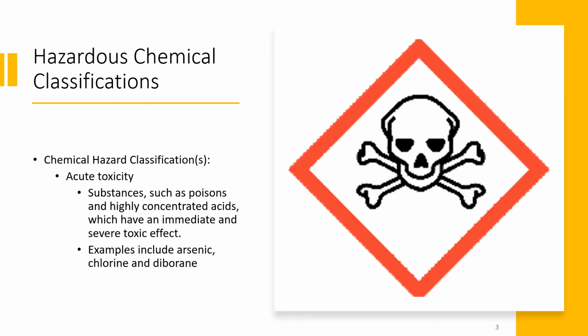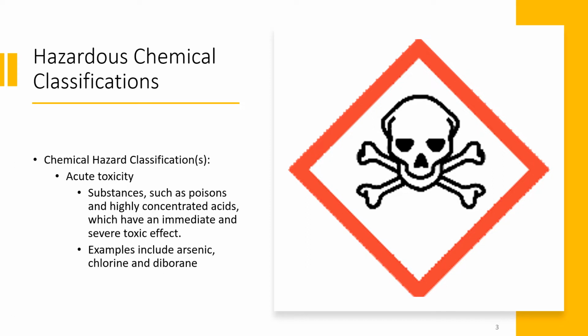So this first one is probably my favorite one because it has the skull and crossbones. It stands for acute toxicity. Basically the definition is a substance such as a poison or highly concentrated acid which has immediate and severe toxic effects. Let's look at a couple of examples, and I took these from the semiconductor industry. You have arsenic, chlorine, and diborane. All of these are considered either poison or highly concentrated acid.